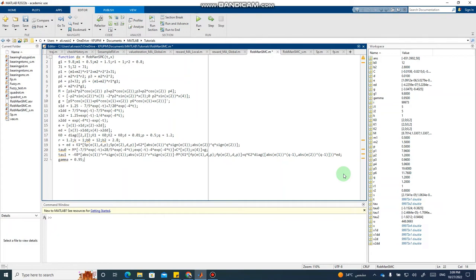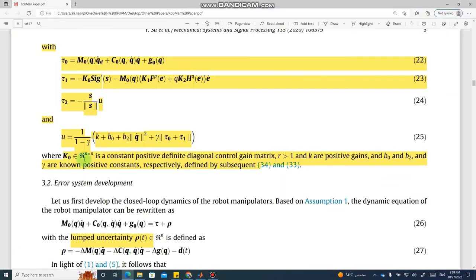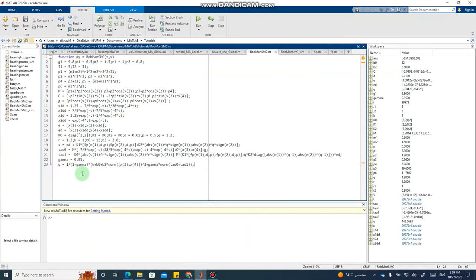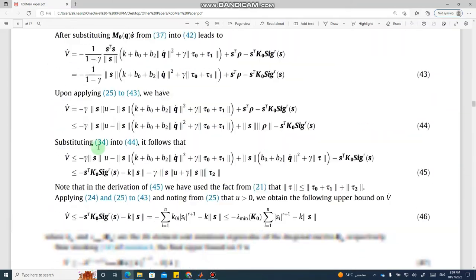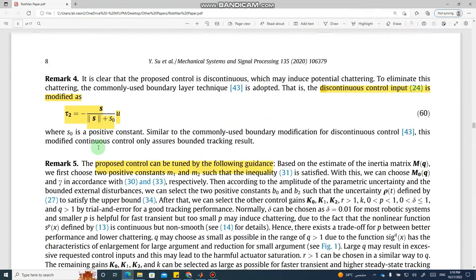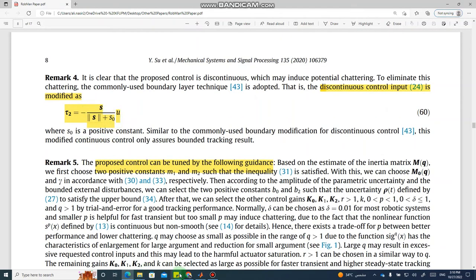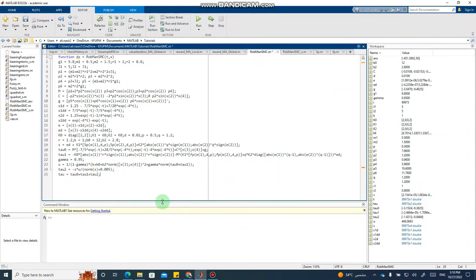And then gamma, it's not explicitly given in the paper, but I know that gamma is some value between 0 and 1. So I can just choose a value close to 1 to be on the safe side. U is given in the paper. You can see here that U is this equation. So writing this equation in the code right here. And then tau 2 is also given in the paper, but I have not used this tau 2 like this one. I've used the tau 2 which is given below this one. So this tau 2 is better, so I've used this one. And then tau is just tau 0 plus tau 1 plus tau 2.